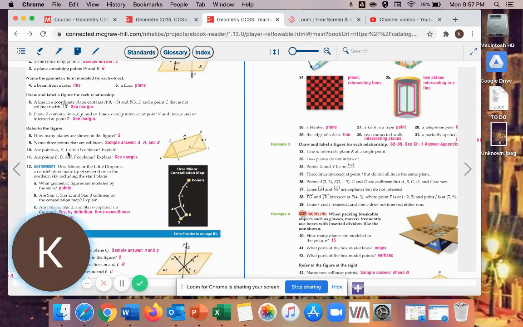Are points A, H, J, and D coplanar? Explain. All right, so we've got A, H, D are all on the same plane. They're all on that back side right there. Okay, A, H, B, D, C are all coplanar. All right. Unfortunately, J is not. J is over here. It's not on the plane. If this plane extended forever and ever, J is not on that plane.